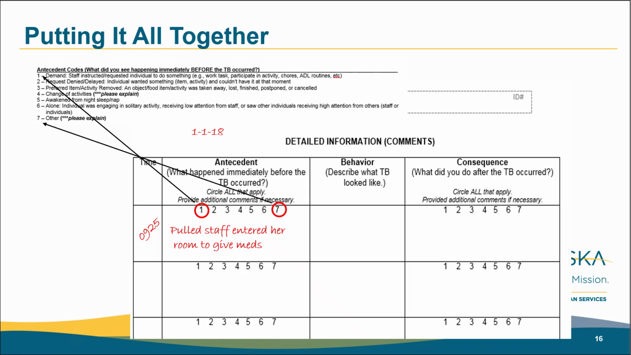Next, we'll describe her behavior, which in this case was verbal aggression. We can quote exactly what she said, which will give better information rather than just saying that she was verbally aggressive.